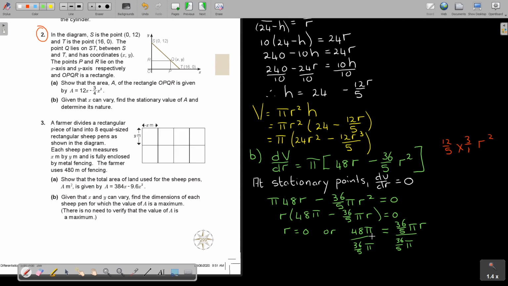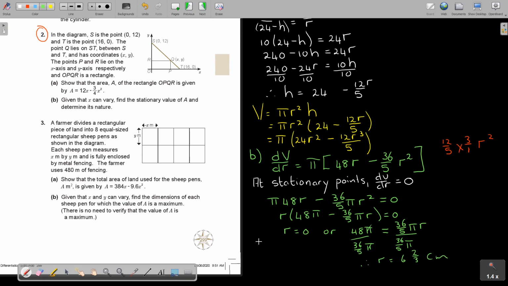If I press it on the calculator, 48 divide bracket 36 divide 5, close the bracket, equals, and it's 20 over 3. That's what I'm getting. 6 2/3. So the pi's cancel, so therefore this r is 6 2/3, and that will be in centimeters.